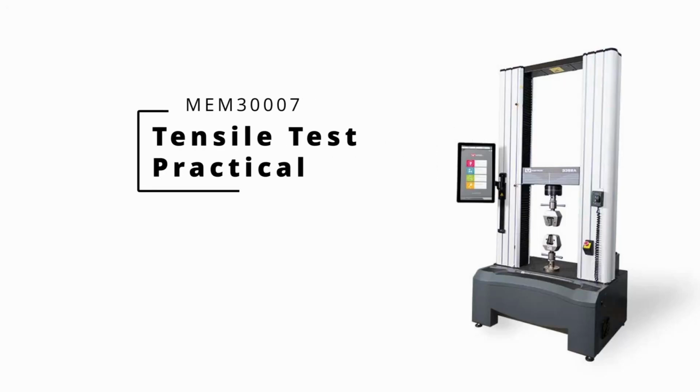The following video is of a tensile test. The samples we will be testing are mild steel and aluminium round bar. The machine we will be using to carry out the tensile test is called a universal testing machine.